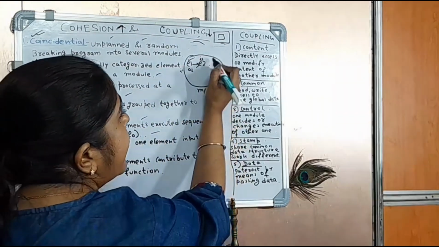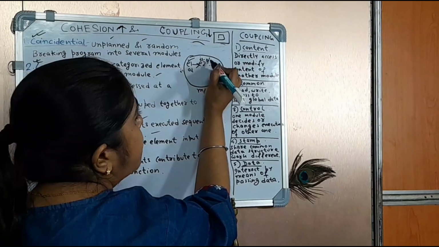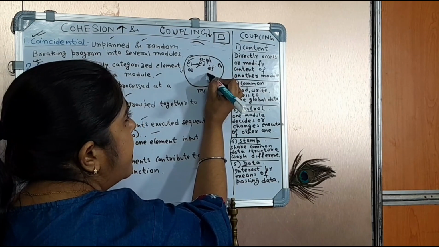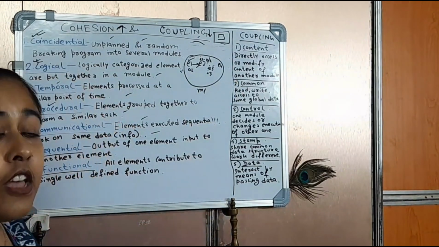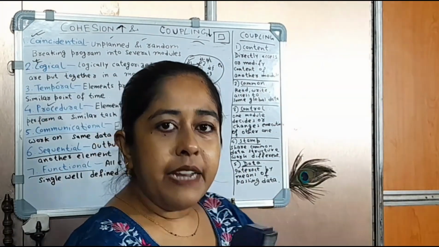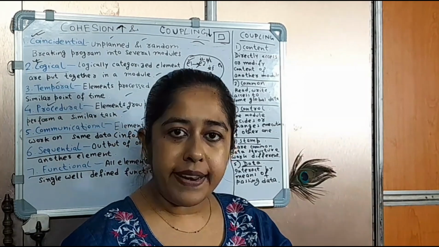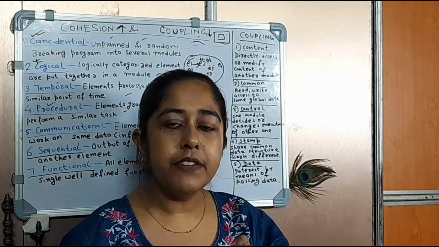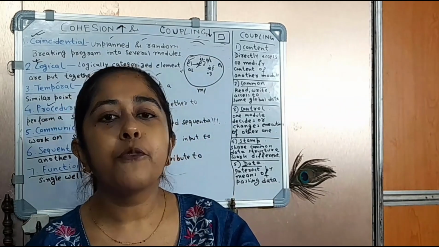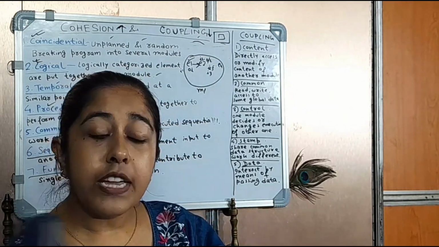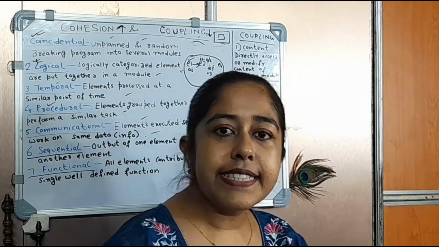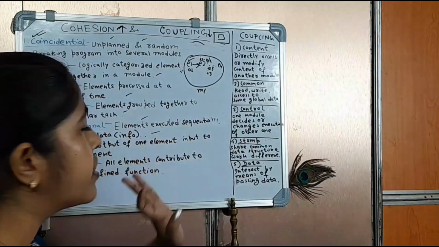Then again here this output O2 should be input of, here if E3 is there, I3. So here we have to see the sequence of our input and output. If we are working on two elements, we have to see that the input of one element should be the output of another element. So it will be in a sequential logic. Then this kind of cohesion is known as sequential cohesion.